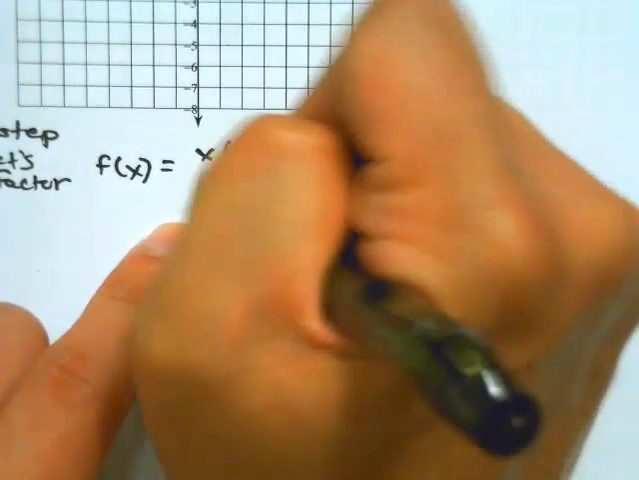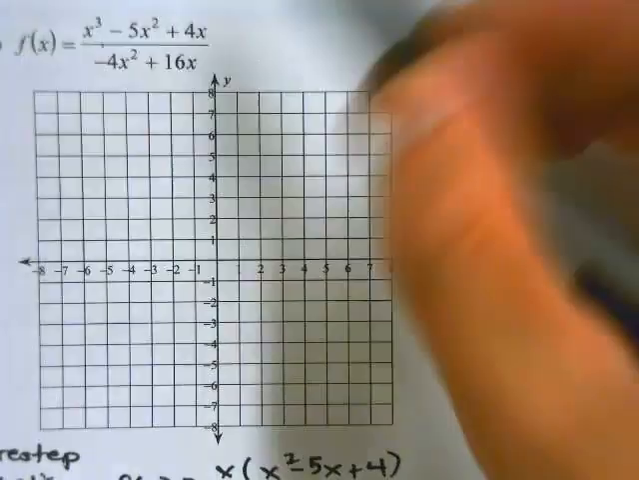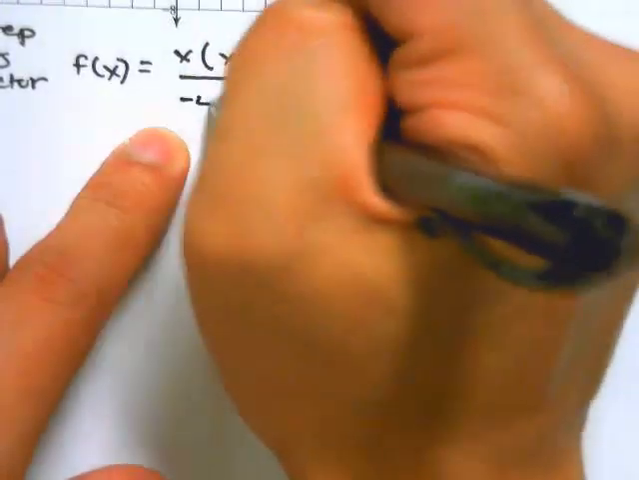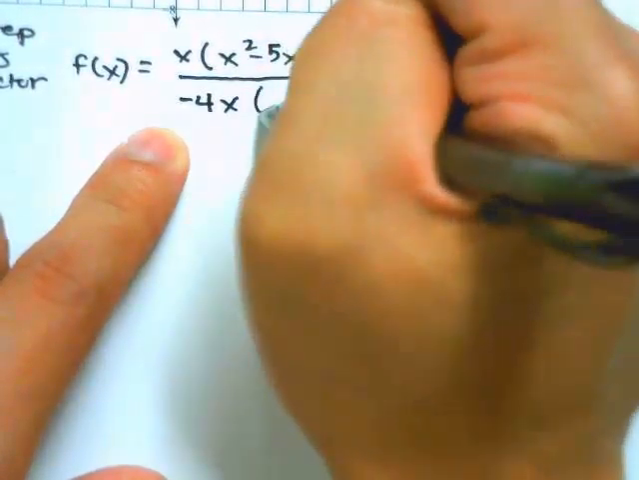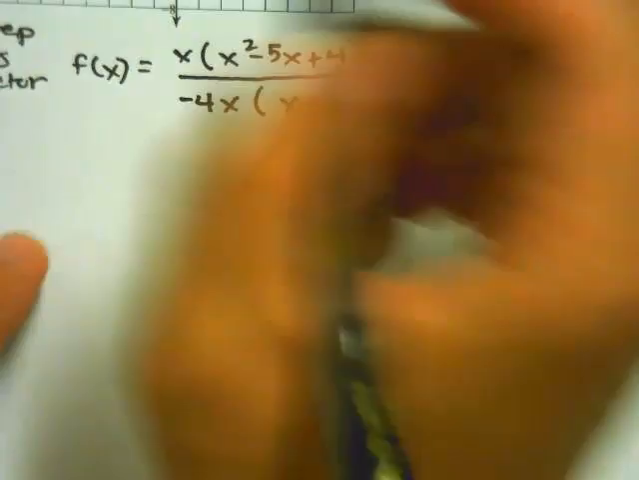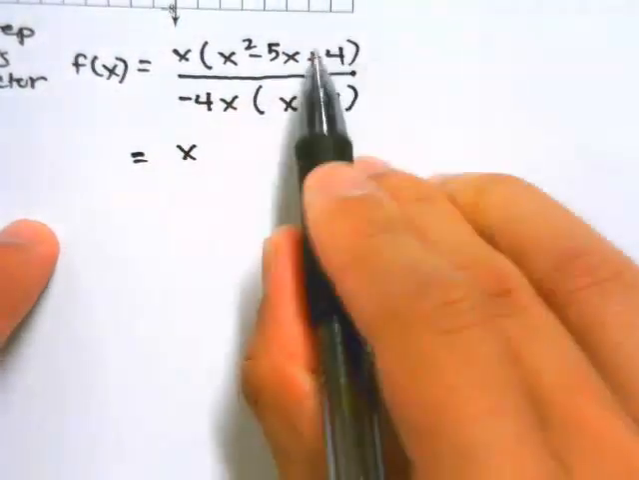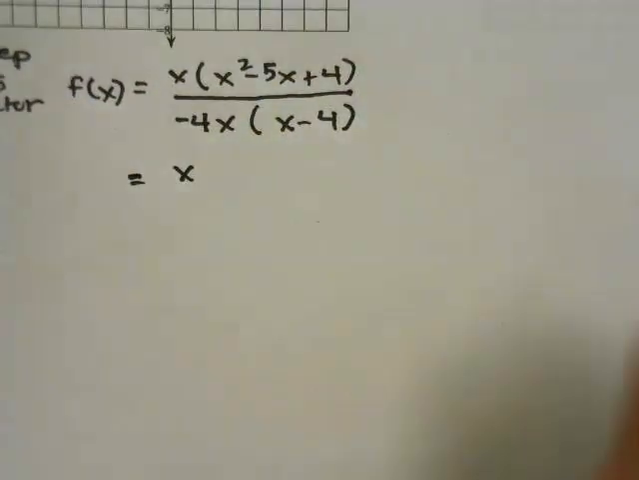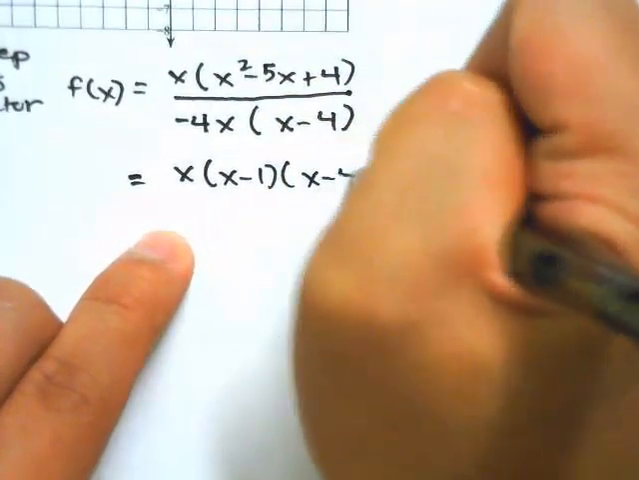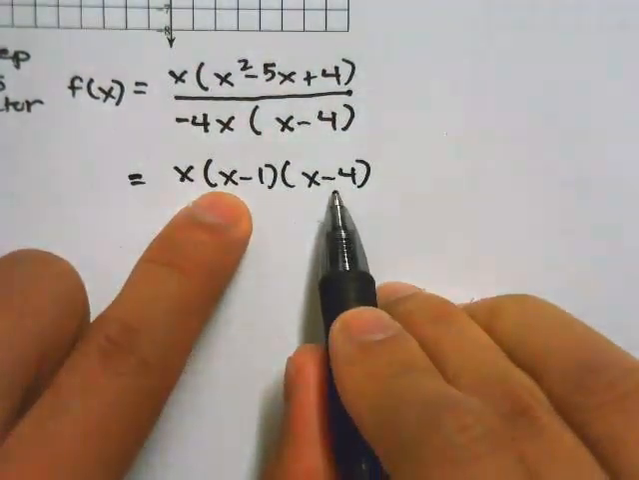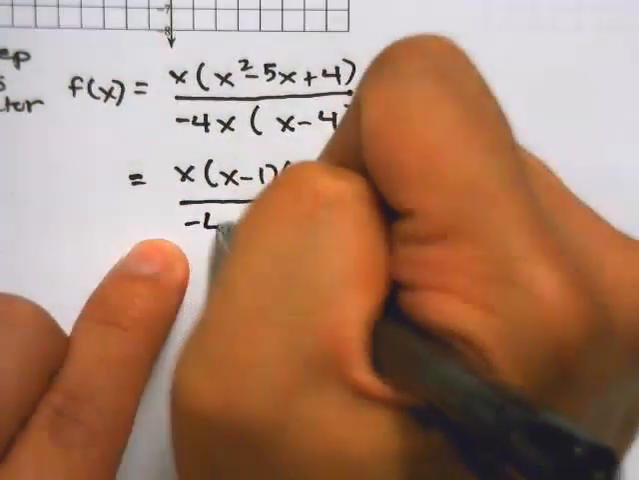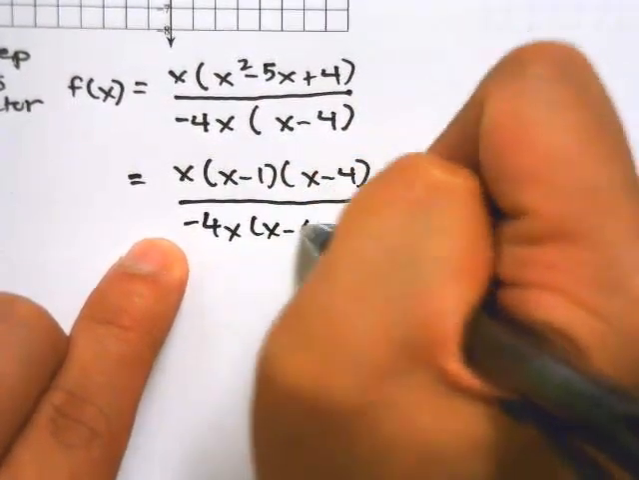How about on the bottom, though? I think on the denominator, we can factor out a negative 4. So we can factor out a negative 4x, and then we're left with x minus 4. I think the top is factorable, and it should be. The factored form is x minus 1 and x minus 4. That's the only way that we can get negative 5 over here. And then on the bottom, we've already factored it to its fullest extent.